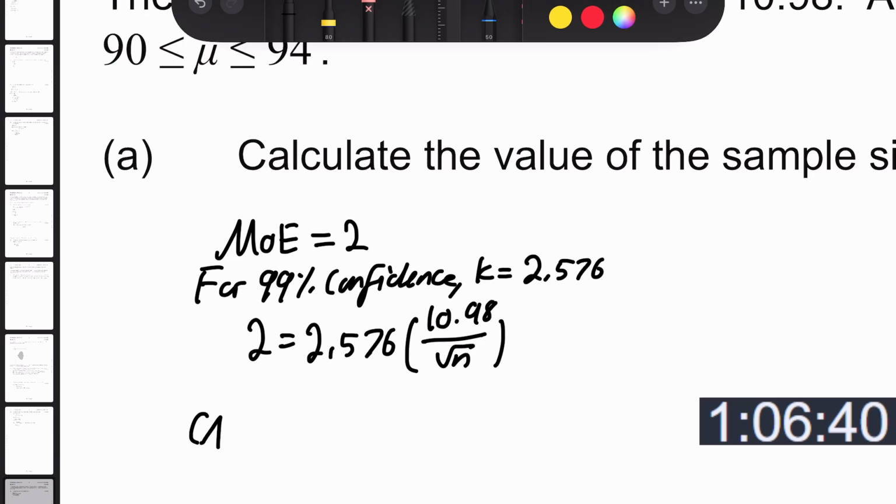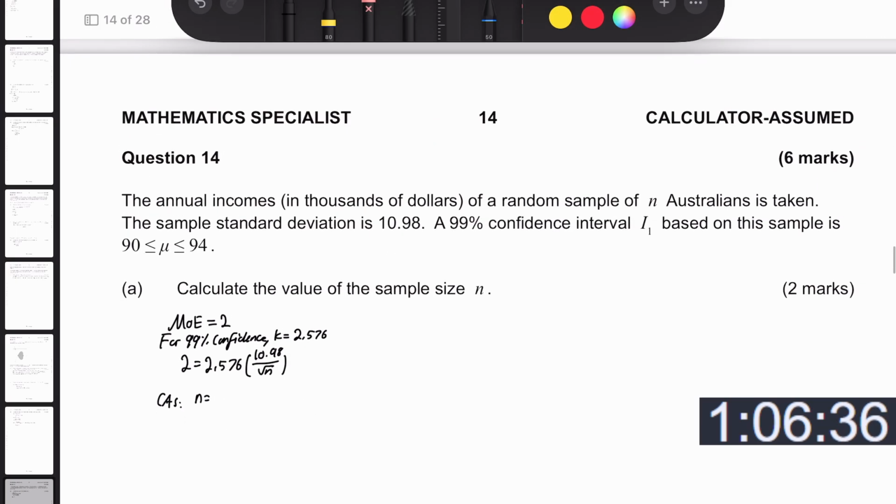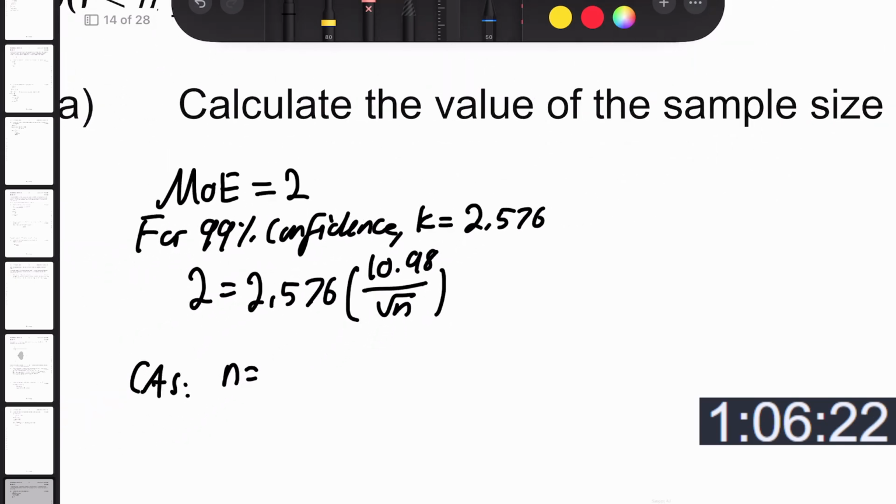So then on a CAS, we have that n is equal to, so solve 2 is equal to 2.576 times 10.98 over square root of x. So n is equal to 200.